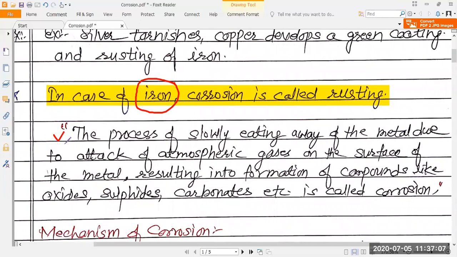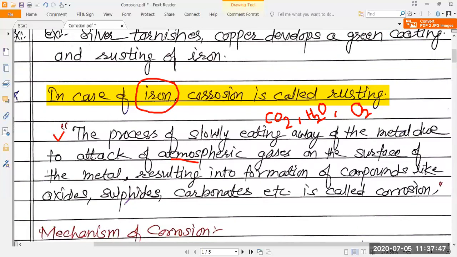And what is the definition? The process of slowly eating away of the metal due to attack of atmospheric gases. And the atmospheric gases may be carbon dioxide gas, which is slightly acidic in nature. Similarly, water vapors are also responsible for corrosion, and oxygen. These are the gases which are responsible for corrosion. Then the surface of the metal results in the formation of compounds like oxides, sulfides, carbonates, etc. It is called corrosion.